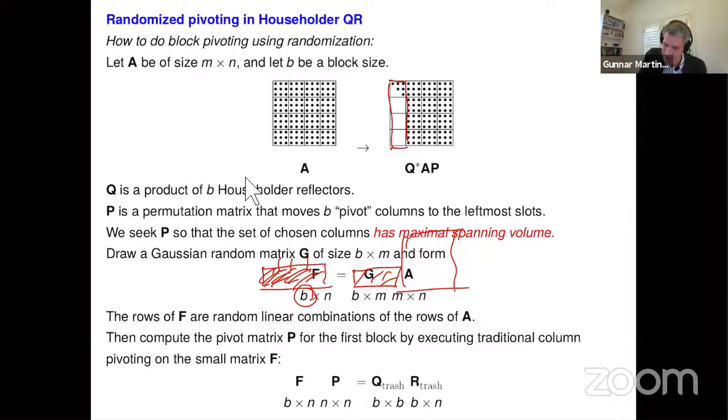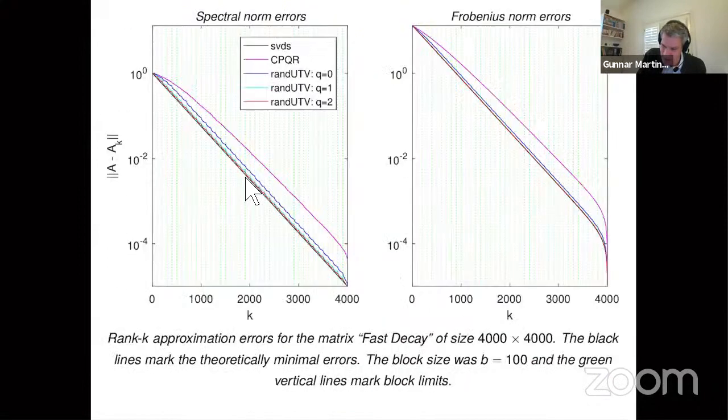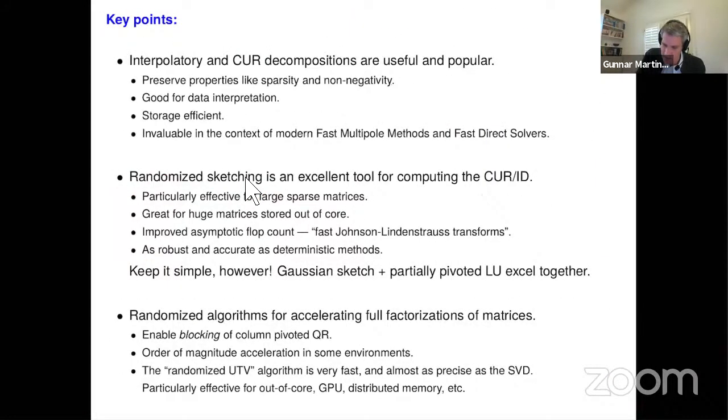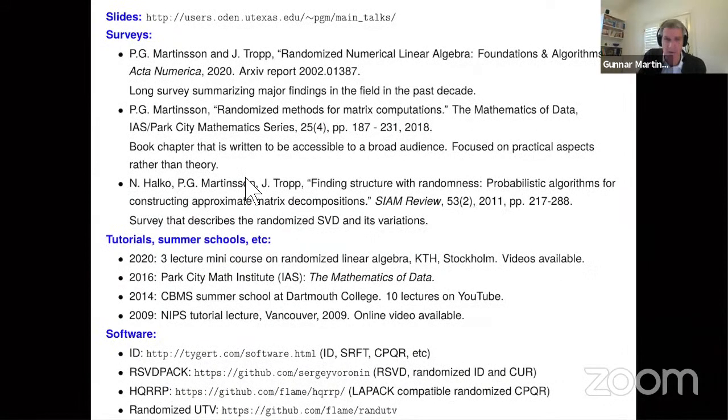And yeah, I am out of time, so let's skip all this stuff. I will mention that on the slides, there are references. You have access to the slides on my website. There are some surveys, there are tutorials, and these are all linked to from my website.